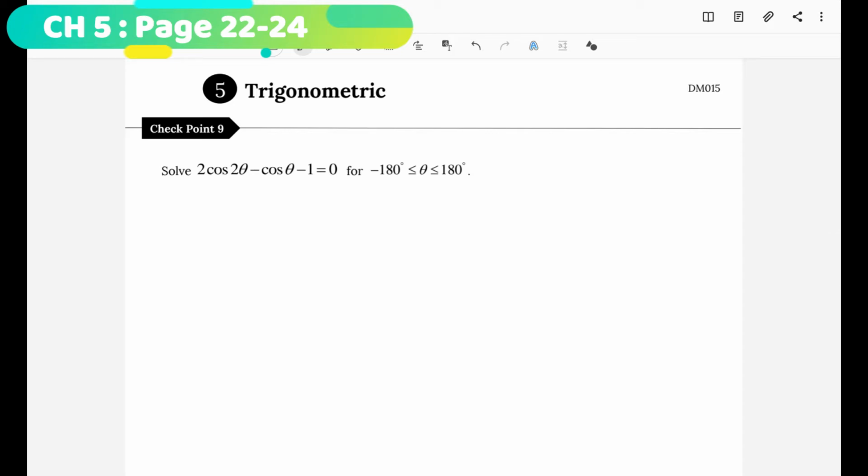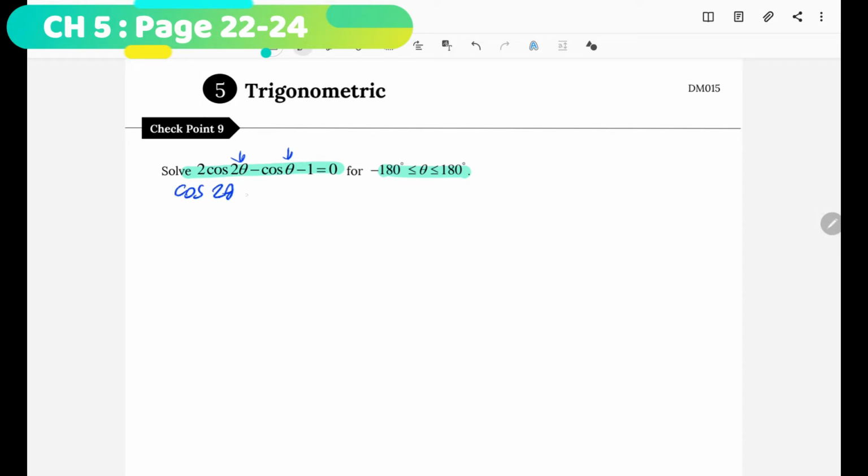Okay, so hooray, we are on the last page. So for checkpoint 9, solve 2 cos 2 theta minus cos theta minus 1 equal to 0 for theta in between negative 180 and positive 180 degrees. So this one is a little bit special soalan ni. Okay, sama juga. Yang pertama, mesti check theta kita, angle kita. Kalau angle dah sama baru tengok kuasa 2 ada ke tak. Tapi macam ni, angle tak sama. So what we do is we will change it to the same angle. Jadi dekat sini kita boleh pakai identities.